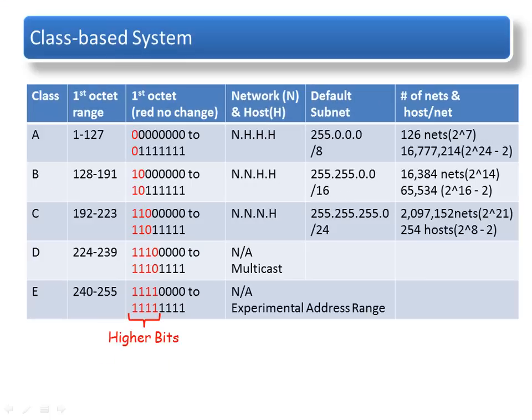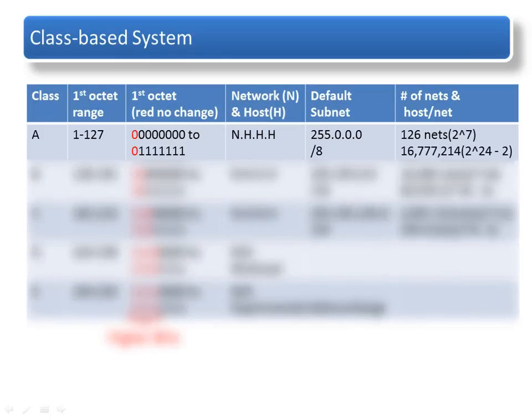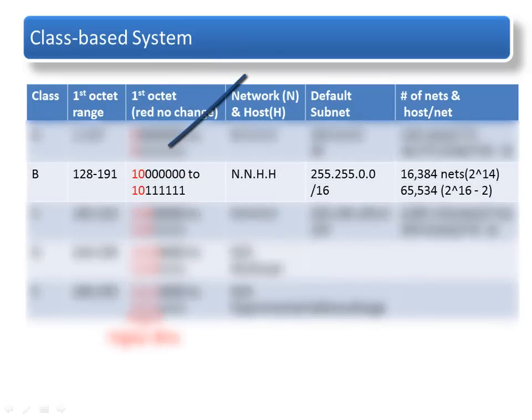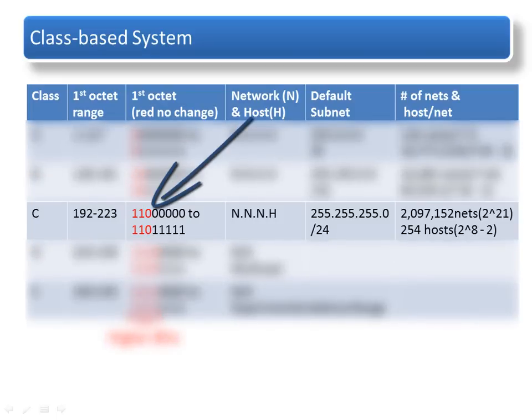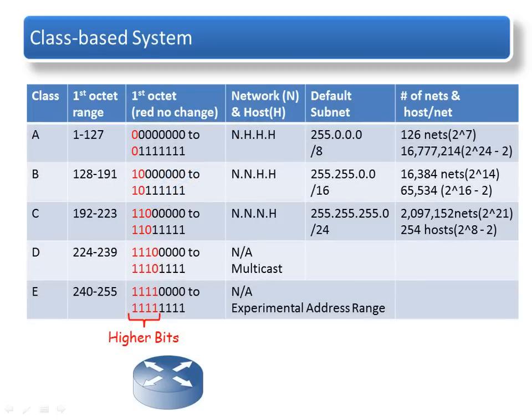According to our table, a Class A address would be identified by a binary zero in the leftmost place, aka the highest bit. B would contain a binary one followed by a zero for its high order bits, and a Class C would begin with two binary ones followed by a zero. Let's see how a router extracts a network address using classful techniques.